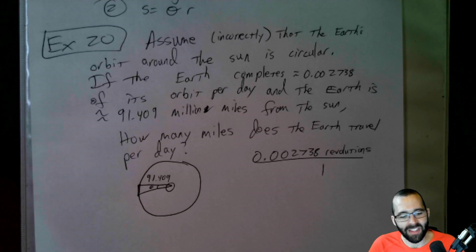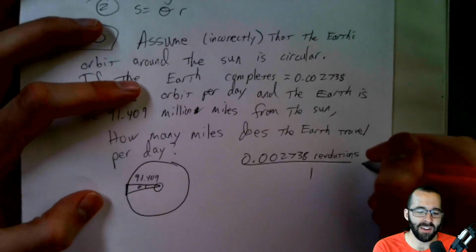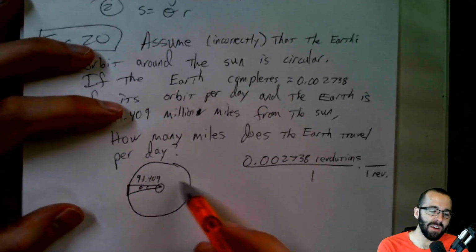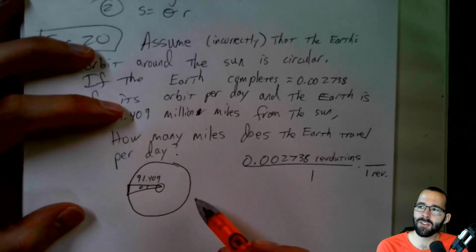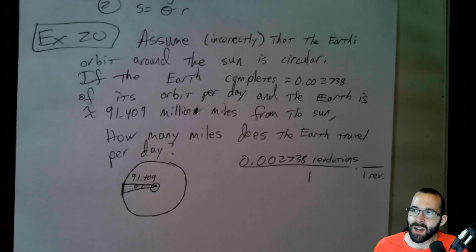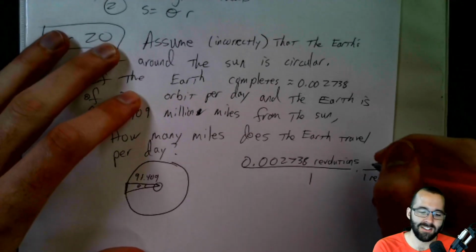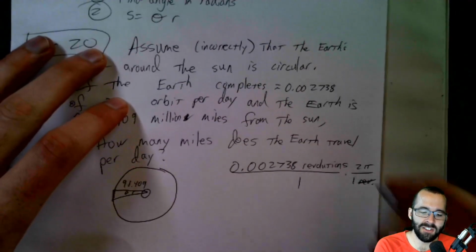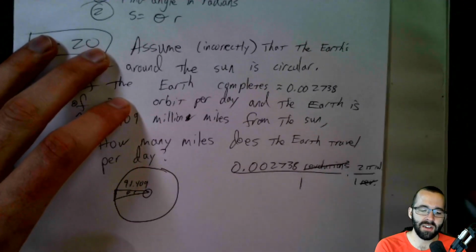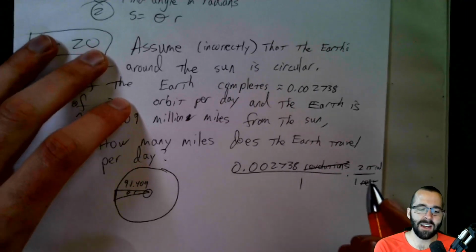All right, so I'm running out of room. One revolution is how many radians? Well, one revolution is going all the way around a circle. That's 360 degrees, which is 2 pi radians. So, again, unit conversions, the revolutions cancel, and we're left with radians on the top. And you multiply these things out.